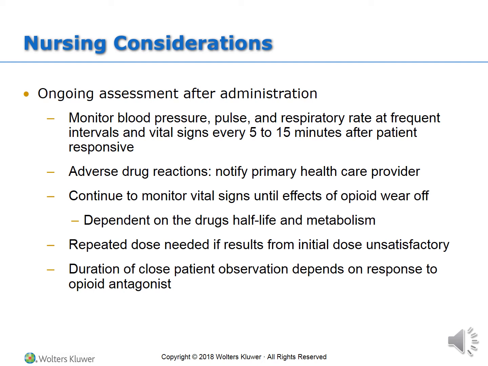Continue to monitor vital signs until the effects of the opioid wear off. That just depends on the drug's half-life, what drug they took, how much they took, and the person's metabolism. So there isn't a set time that this needs to occur. So you're going to have to watch this person very closely for quite a bit of time. There may need to be repeated doses, as I said, if the first dose doesn't achieve a reversal of the symptoms. And then again, restating, the duration of close patient observation depends on response to the opioid antagonist, so if it works, and how much of the opioid remains in their system.